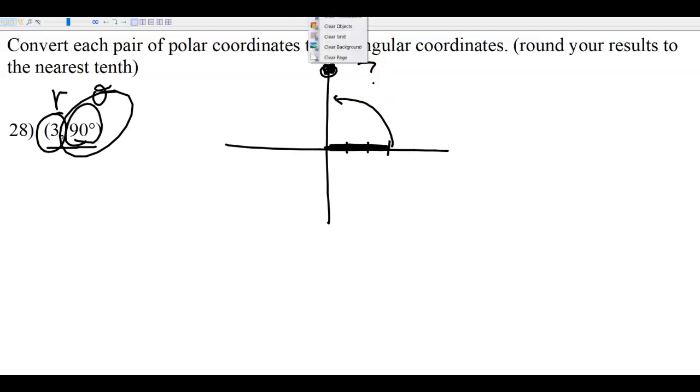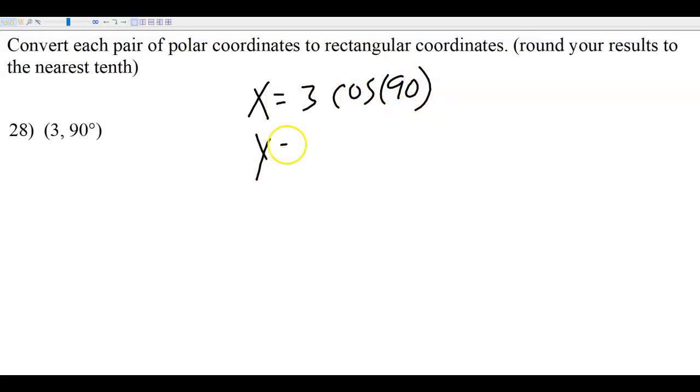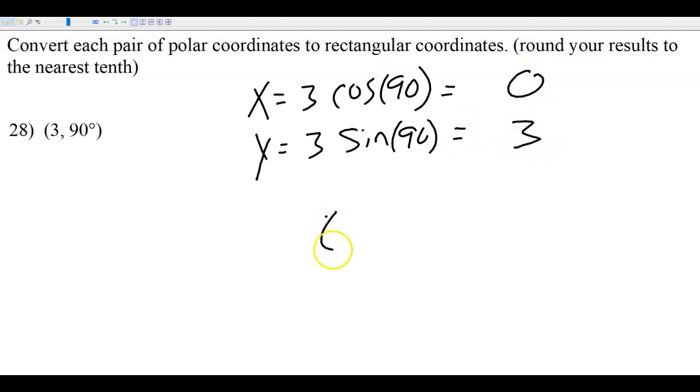I gave you guys a little formula for that. The x value will be equal to the r value multiplied by cosine of the angle. And the y value will be equal to the r value multiplied by sine of the angle. In that case, we're going to end up with 0 here, and for this one, 3. And so the rectangular coordinates will be 0, 3.